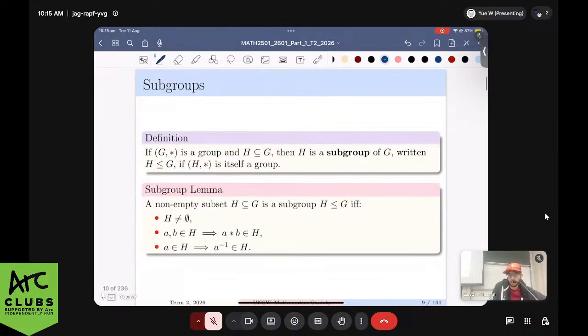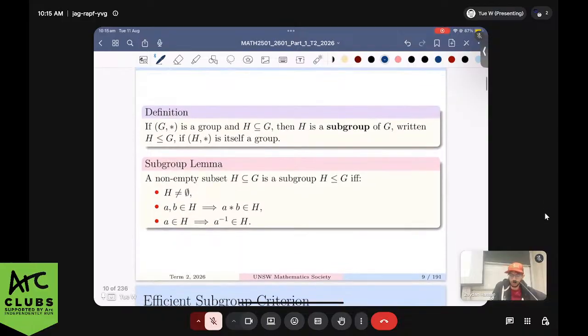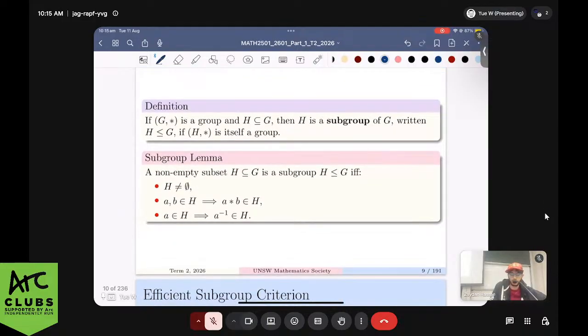Okay, subgroups. H is a subgroup of G means H is a subset of G with the same operation, and H itself is also a group. So there's a subgroup lemma. If you want to prove H is a subgroup of G, you just have to show it's non-empty. And usually that's the same as showing H contains the identity element E.